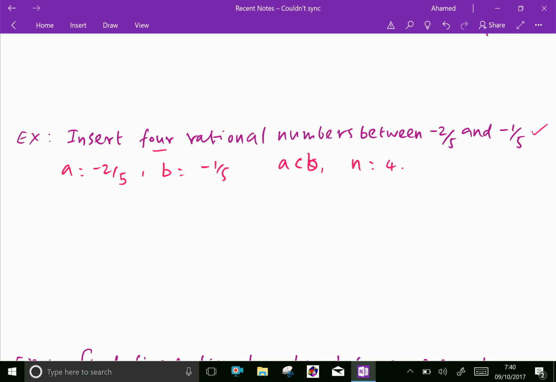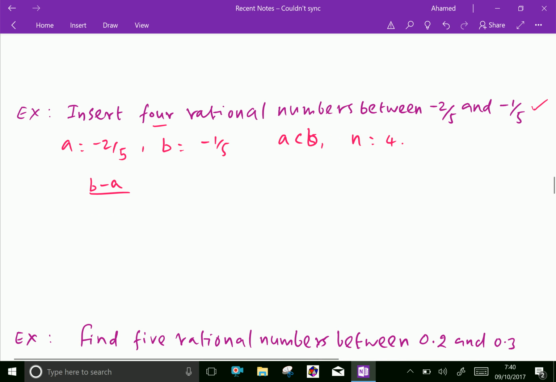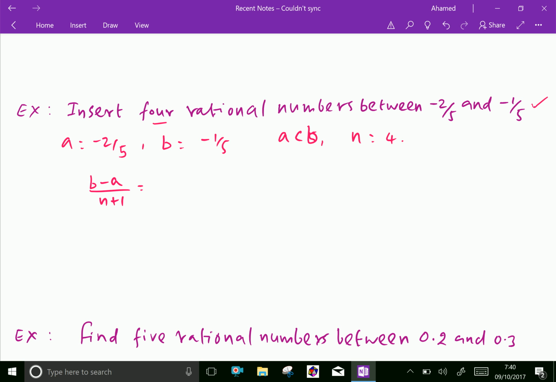First, (B minus A) over n plus 1, which is equal to minus 1 over 5 minus of minus 2 over 5 over n is 4 plus 1 is 5. We take 5 as an LCM, and minus 1 plus 2 over 5, which is minus 1 plus 2 is 1 over 5, and over 5 is equal to 1 over 25.